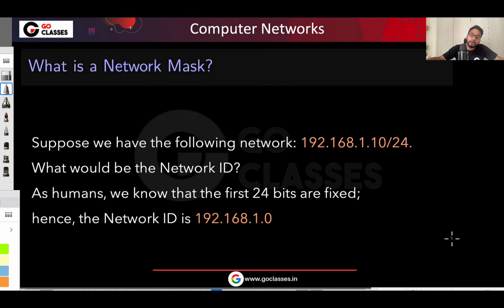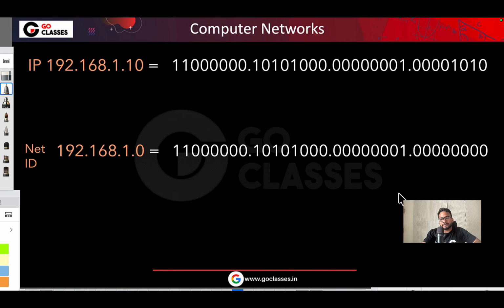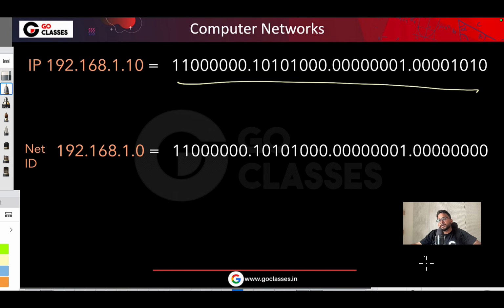But as a router or as a machine, how does a router determine the network ID? A router needs the network ID, you might know, because of forwarding. We will see in detail how forwarding happens, but the router needs the network ID, that is for sure. So the natural question is how does the router determine it? As a human we know that the initial 24 bits are fixed, but the router has to do something. For the router, these are all binary numbers. For our sake of understanding we have converted to decimal, but for the router it looks like this. Even the router doesn't see the dots in between.